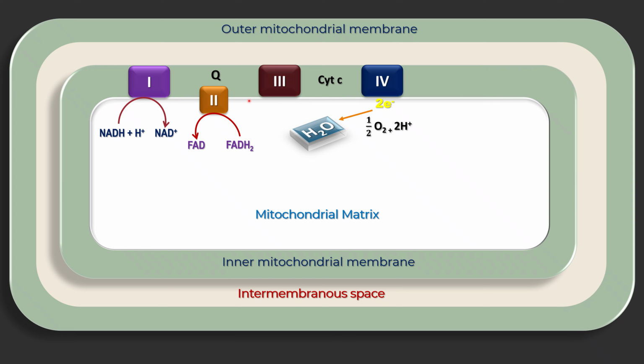So whatever electrons are transported across the various complexes from the reducing equivalents generated as a result of metabolism, the final acceptor of electrons is oxygen. That is why it is called the respiratory chain. Now, this transfer of electrons across different complexes involves various oxidation reduction reactions. That is why it is called oxidative.